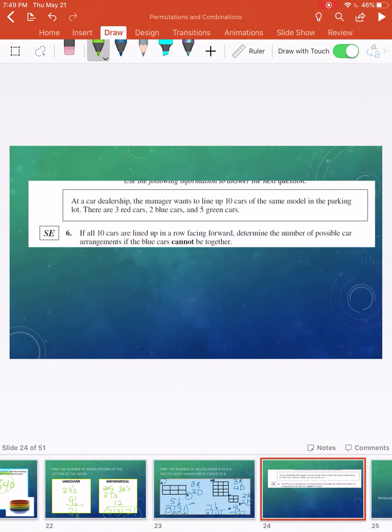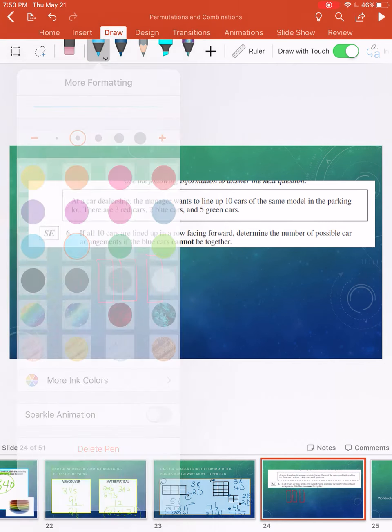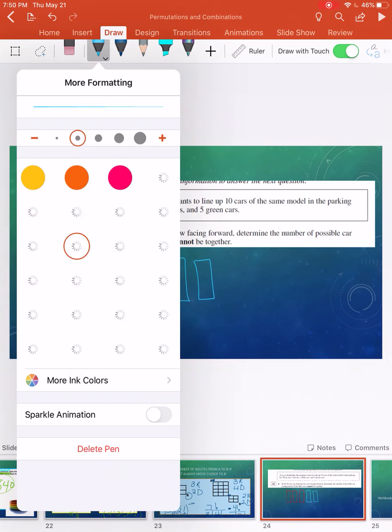So at a car dealership, the manager wants to line up 10 cars of the same model in the parking lot. There are 3 red cars. Ooh, actually, let's draw the colors. So I have 3 red cars, 2 blue cars, and 5 green cars.